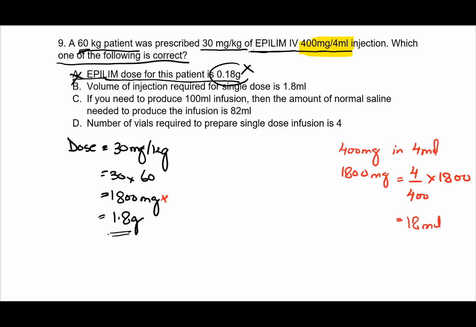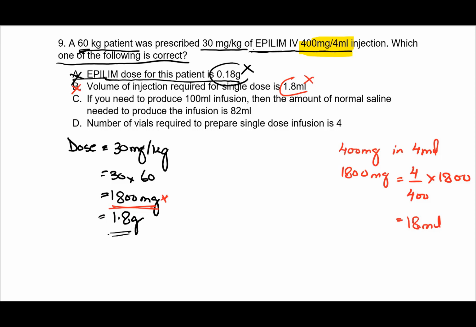So that means the dose of 1800 milligrams, which I have to give, will be present in 18 mils of this injection, and here it's given 1.8. So that's wrong as well. So B is wrong. Let's move to option C.